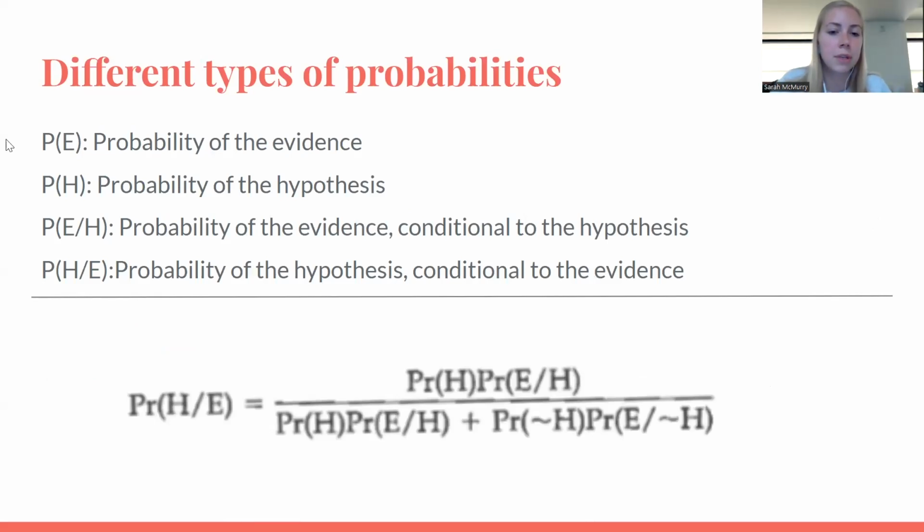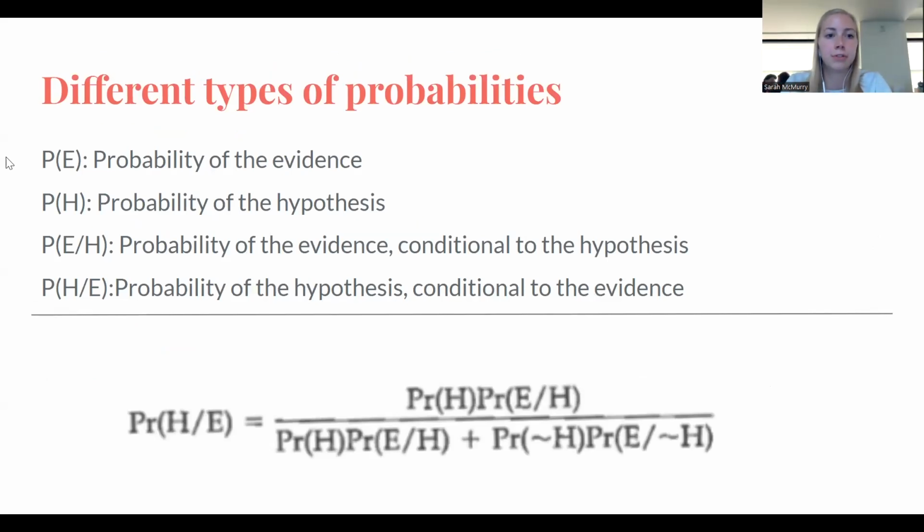So looking at Bayes' rule and breaking it down, there are really 4 different types of probabilities that you can find. The first is the probability of the evidence, the second is the probability of the hypothesis, the third is the probability of the evidence given the hypothesis, and the last is the probability of the hypothesis given the evidence. So again, that looks like the formula stated prior, listed again here: the probability of the hypothesis conditional to the evidence.